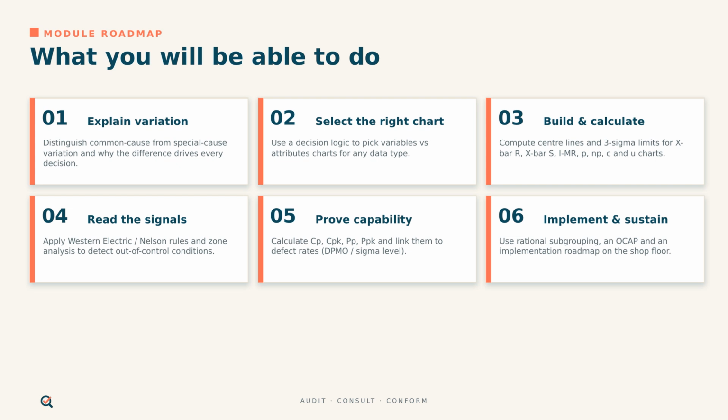Explain variation and why the difference between two kinds of it drives every decision. Select the right chart for any type of data. Build a chart and calculate its limits. Read the signals a chart gives you. Prove capability with the indices your customers ask for. And put it to work on the shop floor in a way that sticks. 6 steps, from theory to the factory floor.